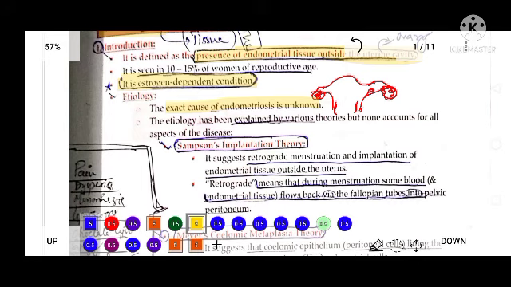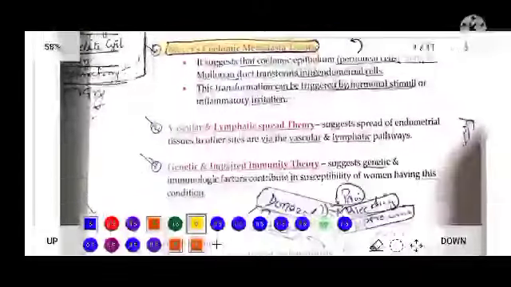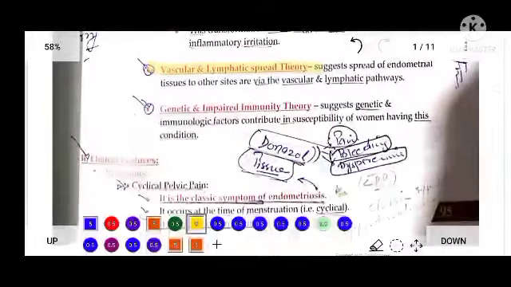The exact cause is not known, while it has been explained by various theories like Sampson's implant theory, Meyer's coelomic metaplasia theory, vascular lymphatic spread theory, and genetic and impaired immunity theory. These are different theories which suggest the development of endometriosis.